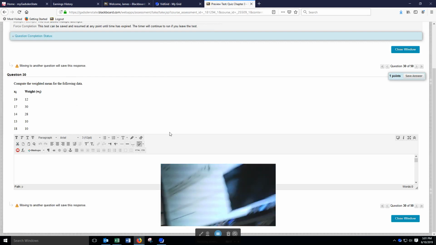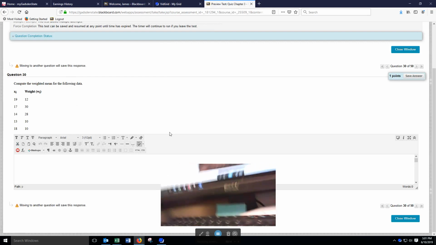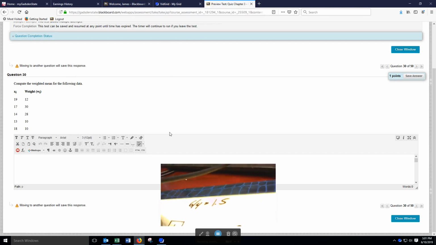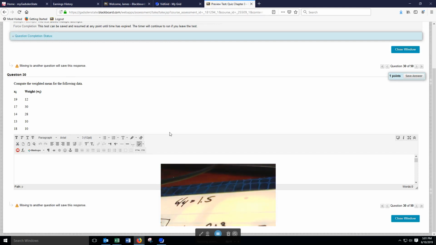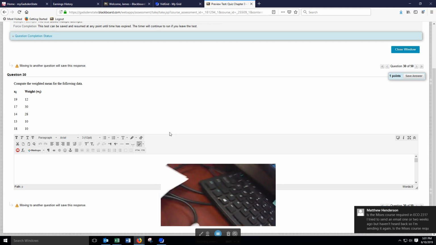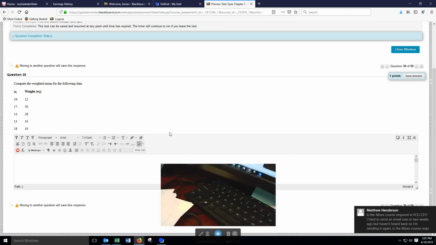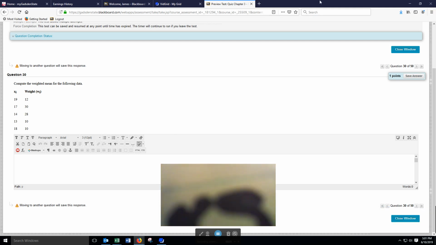This is Chapter 3, Help with Quiz, Blackboard Quiz number 3. A lot of people have been having problems with this. So here we are going to look at a weighted mean. We're going to calculate a weighted mean. Now, there's a number of different things I want to show you.